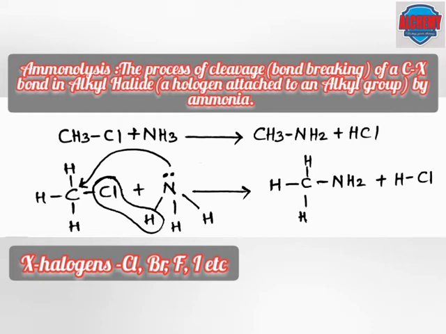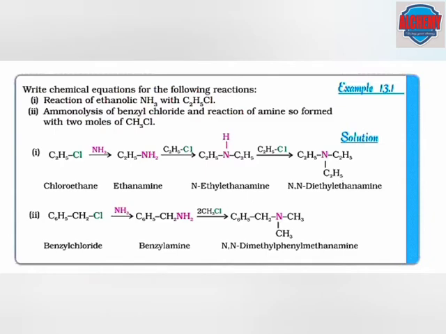The mechanism is also given here. The halogen, that is chlorine of the alkyl halide, combines with hydrogen of the ammonia molecule and forms HCl. The remaining NH2 part attaches with the methyl group and forms methanamine. Thus, according to definition, the carbon halogen, that is carbon chlorine bond, is broken by ammonia molecule, and this process is called ammonolysis.